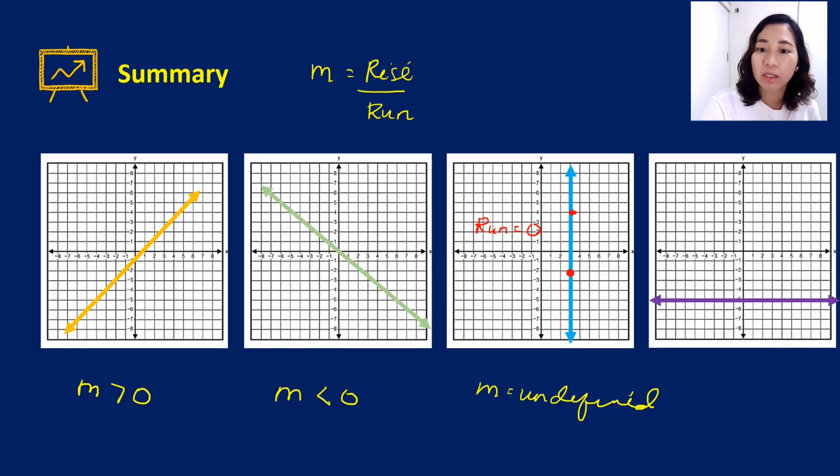Whereas in this case, if you have a horizontal line, which one is 0 here? Your rise. From this point to this point, you did not go up, correct? So here, my rise is equal to 0. Since my numerator is 0, that means that my slope is equal to 0. Clear?